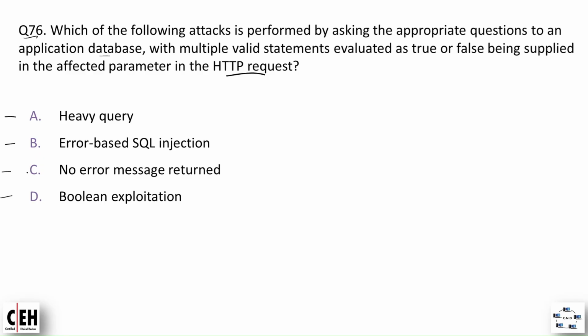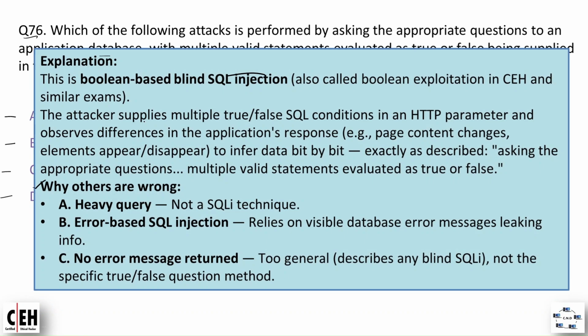And the correct option is option D, Boolean exploitation. And the explanation is, so this is Boolean based blind SQL injection, also called Boolean exploitation in CEH and similar exams. The attacker supplies multiple true-false SQL conditions in an HTTP parameter and observes differences in application response. For example, page content changes, elements appear or disappear, to infer data bit by bit, exactly as described, asking the appropriate questions, multiple valid statements evaluated as true or false.